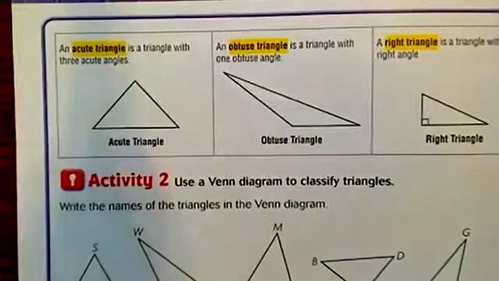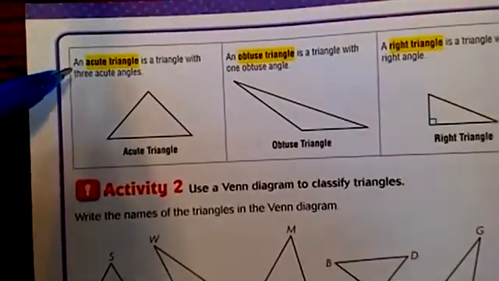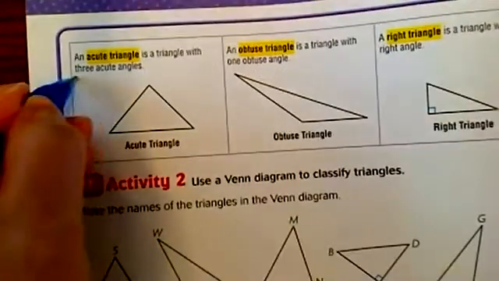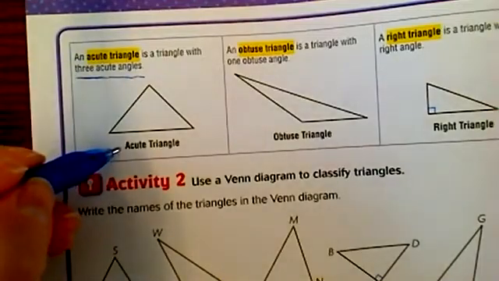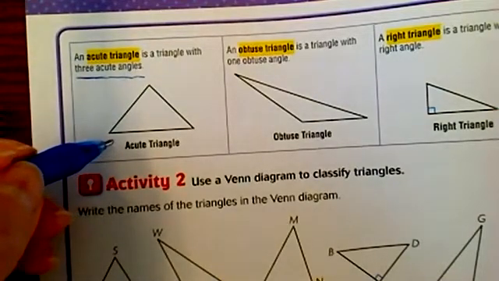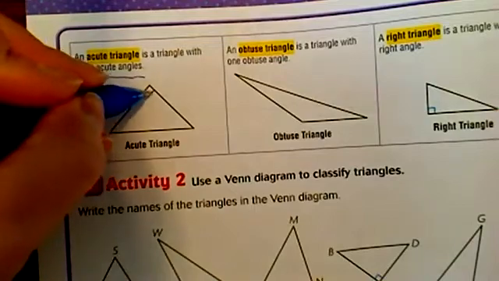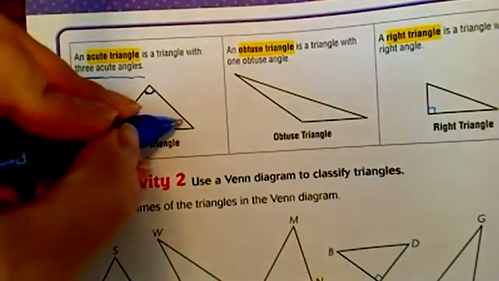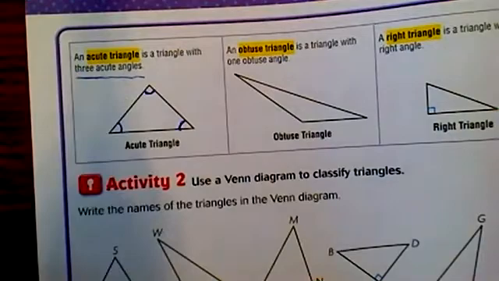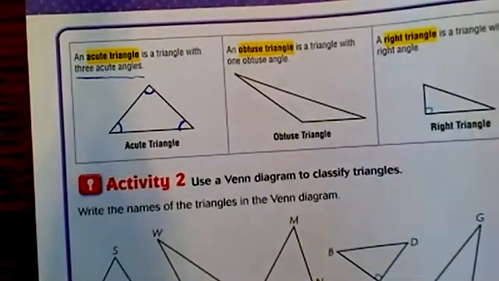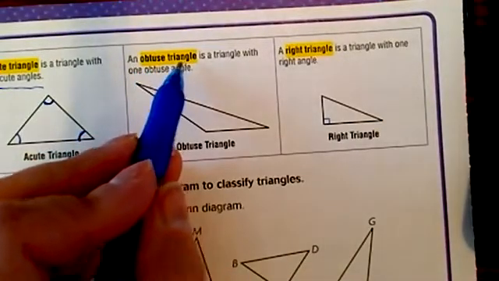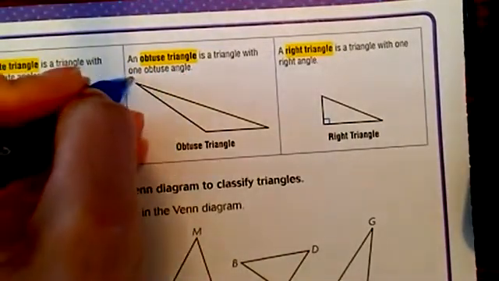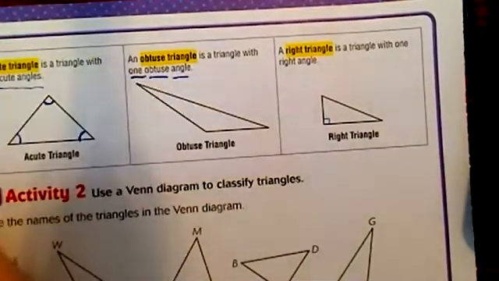An acute triangle is a triangle with 3 acute angles. You should write that down. An acute triangle has 3 acute angles. And go ahead and draw a picture in your journal of a triangle that has 3 angles that are less than 90 degrees. Then you're going to draw a picture of an obtuse triangle. An obtuse triangle has 1 obtuse angle.